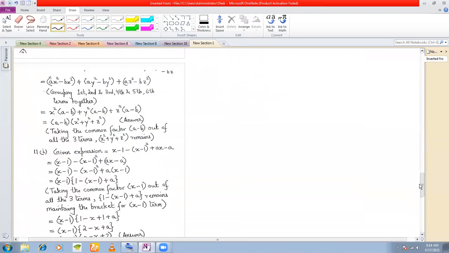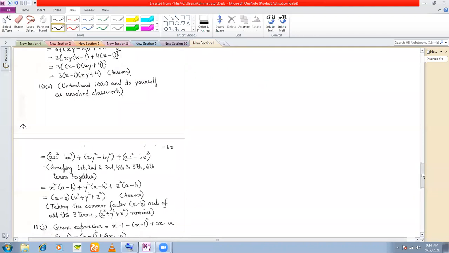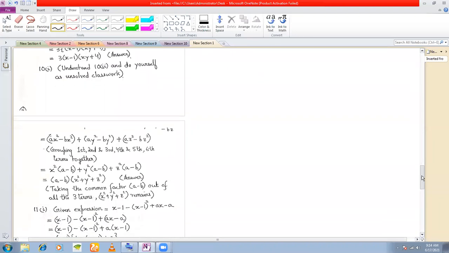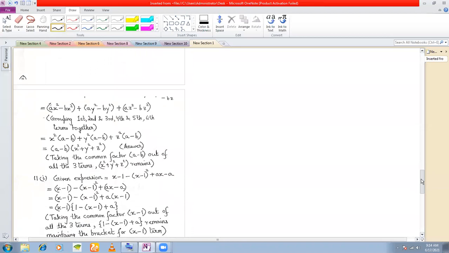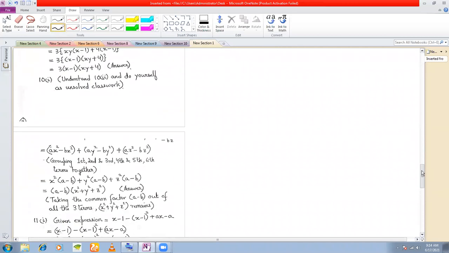Moving on to the next problem here, which is 10 part 2.